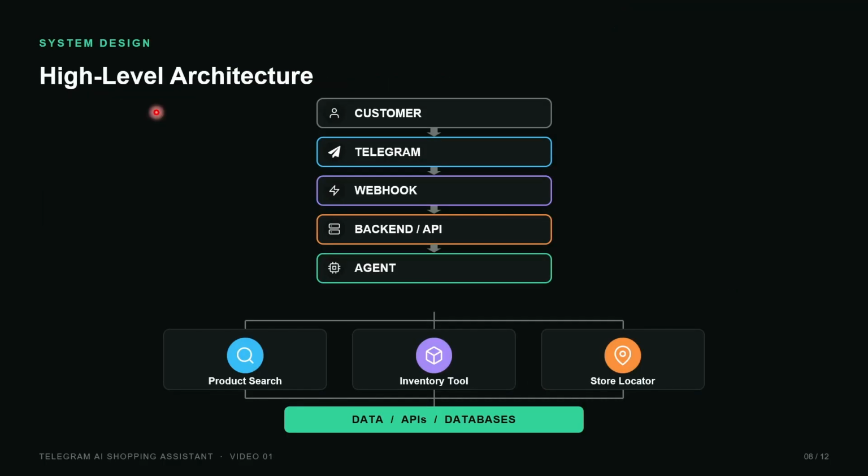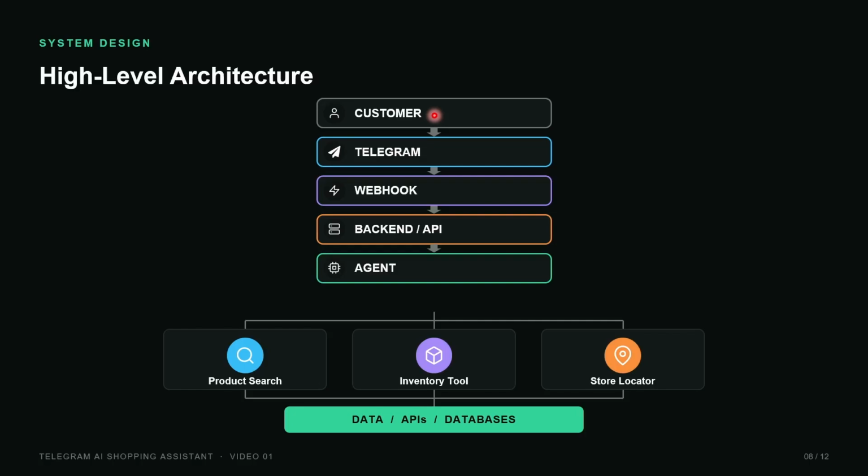Now, let's talk about system design, right? And there, let's talk about the high level architecture. So first thing comes customer. Let's imagine I'm a customer. I open Telegram and send a message: I need Nike running shoes under 5,000. What do we have, right?